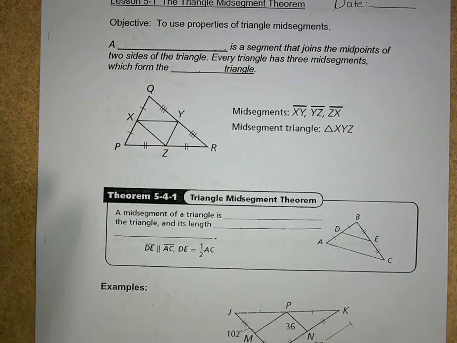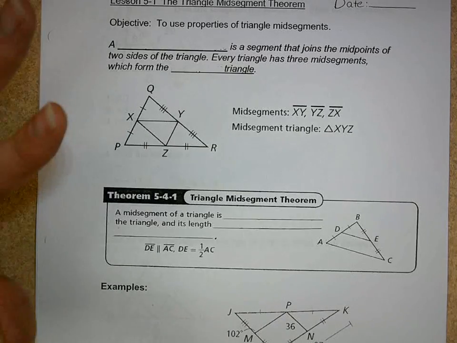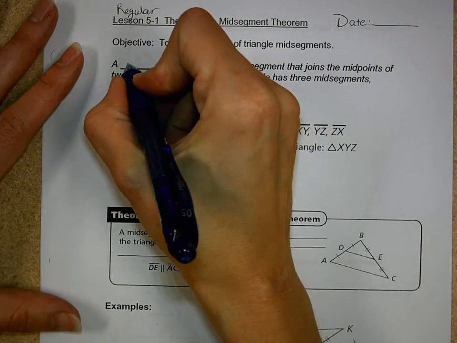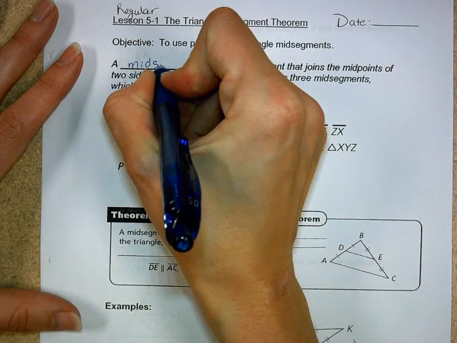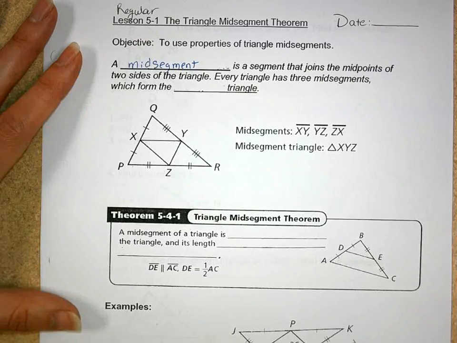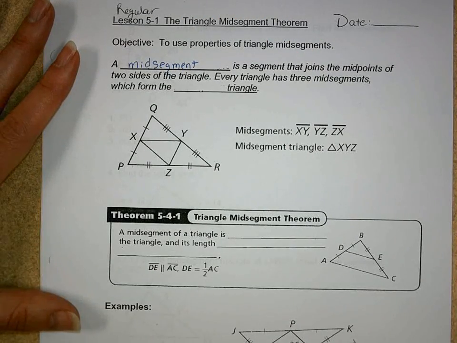it's not too hard. So let's first of all start out with our property of what a midsegment is. What is it? A midsegment is a segment that joins the midpoints of two sides of a triangle.